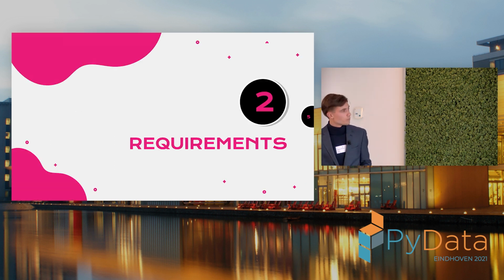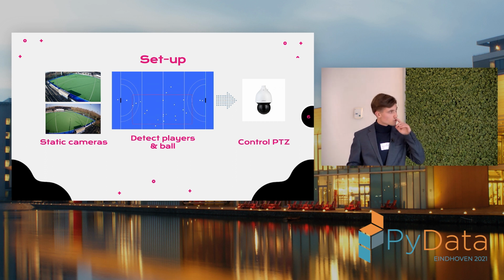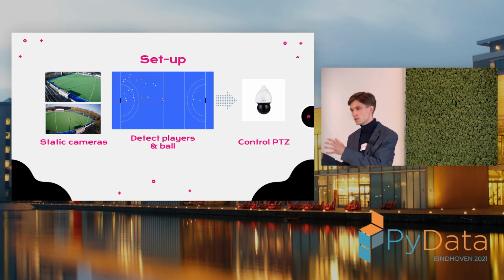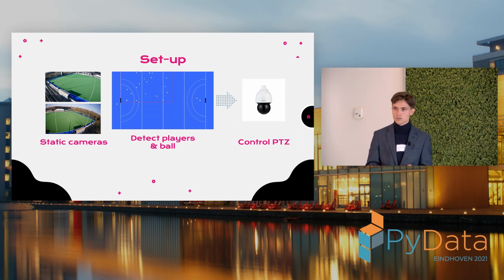Requirements. First, the setup. What we have is two static cameras on the midline of the field, on the pitch, and these film one half of a hockey pitch each. We try to detect some players and the ball there. We apply some rules and some decision making, and then in the end we send commands to a PTZ-camera, which is a pan-tilt zoom camera, so it's automated, and then it should follow the flow of the game very nicely.